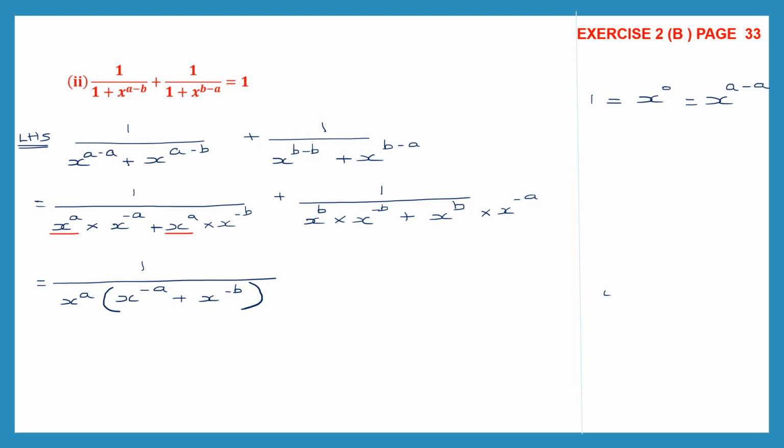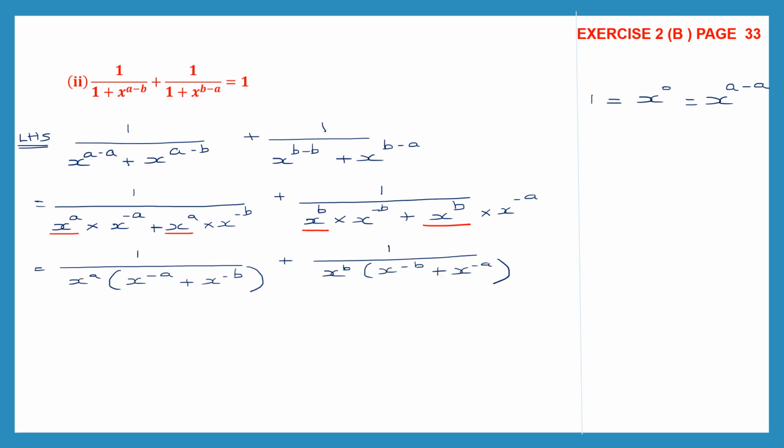Similarly, I can do it here also. So I can write 1 by, now see what is common. So I have x to the power of b and again x to the power of b. So that is common. I can take that out. x to the power of b into, in brackets I have x to the power of minus b plus x to the power of minus a.